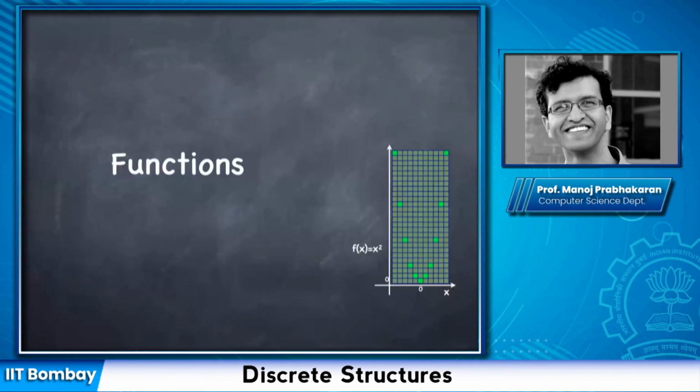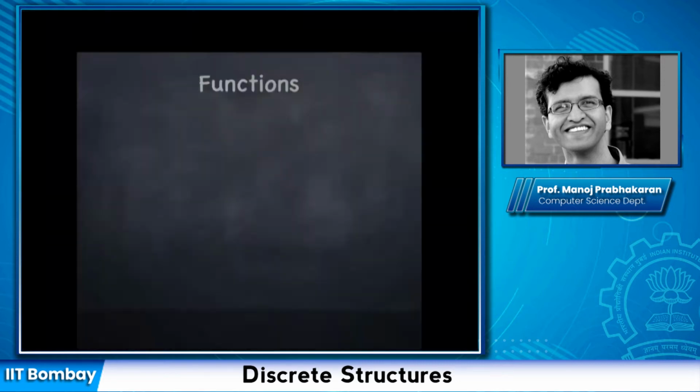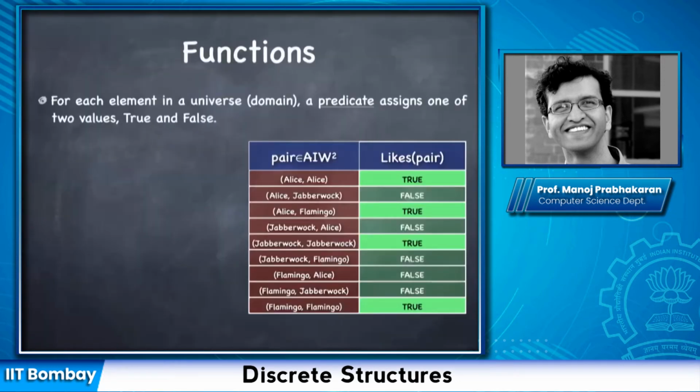Our next topic is functions. This is something we have already been using implicitly. Let me start with reminding you of one example we used. We talked about predicates as assigning, for each element in a domain, a truth value, true or false. That is what a predicate is.